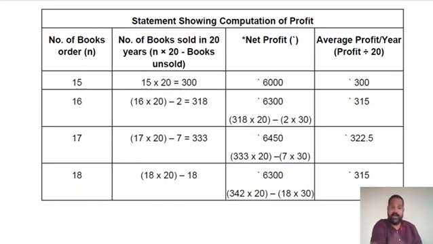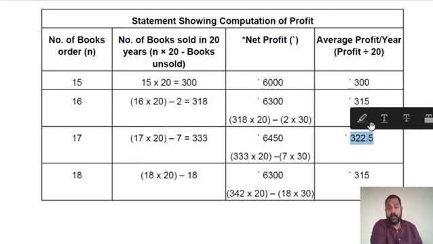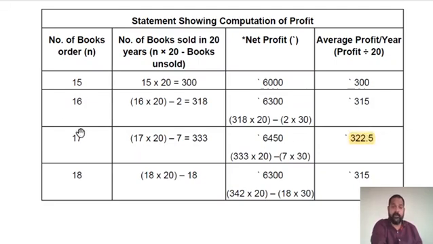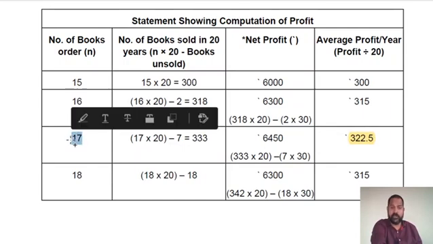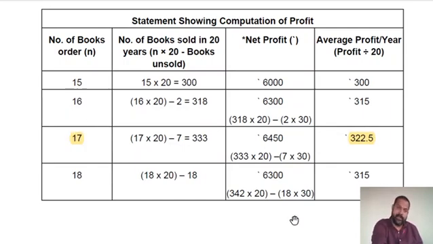They've not done it for 19 because I told you, as you keep going higher, the losses are so much that they start eating into your profits. And like I said, the best decision is the profit of 322, which is to stock 17 books. That's the best method.